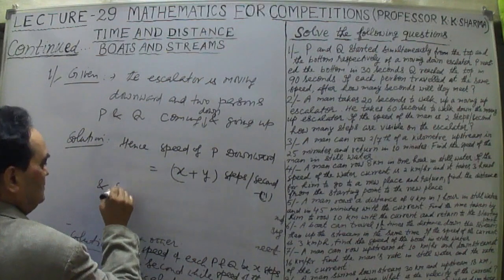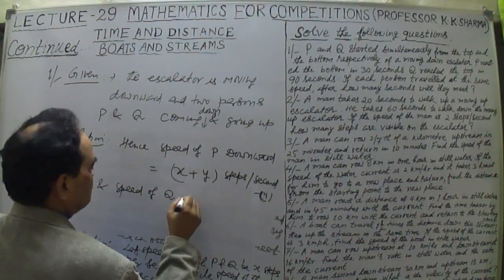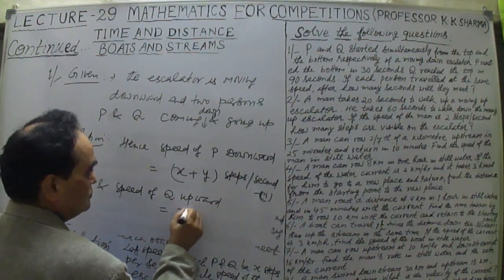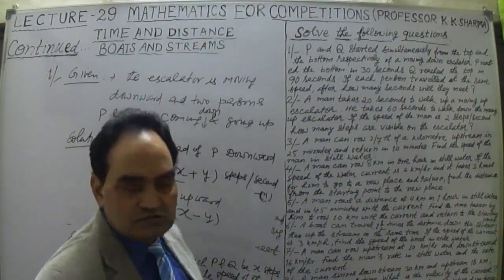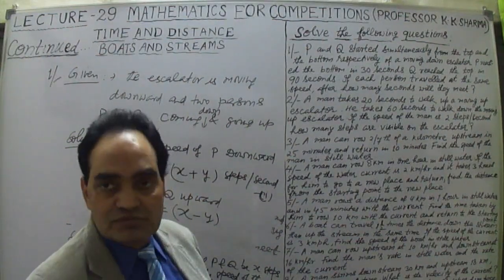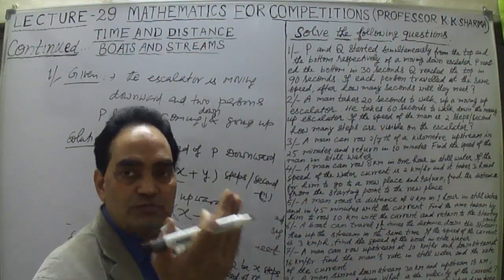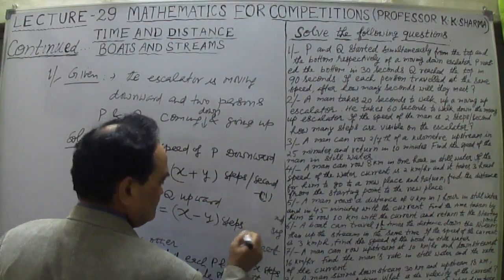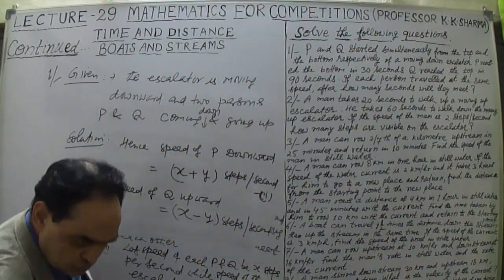The speed of Q upward is equal to x minus y. We have to understand why: because y is the speed of the escalator. The escalator is moving downwards and Q is going upwards, so the difference of them is x minus y steps per second. So we have the two speeds.